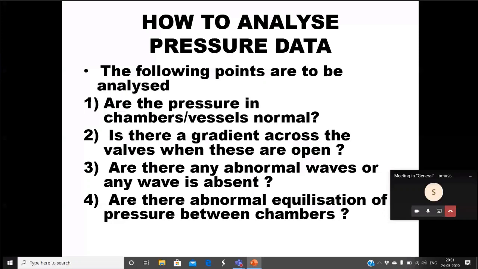Are there any abnormal waves or any wave is absent? For example, in atrial fibrillation, the A wave may be absent. In acute mitral regurgitation or tricuspid regurgitation, you can see very prominent V waves in the left atrium or in the right atrium. So abnormal waves also help us to diagnose the hemodynamic abnormality. Are there abnormal equalization of pressure between chambers? Can any one of you tell me a few conditions where there can be abnormal equalization of pressure which will help you to diagnose?